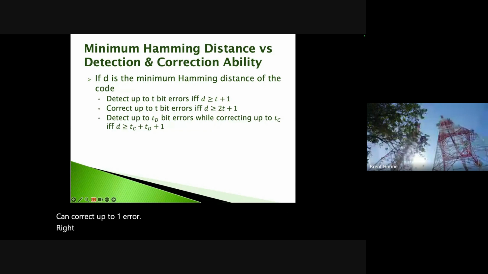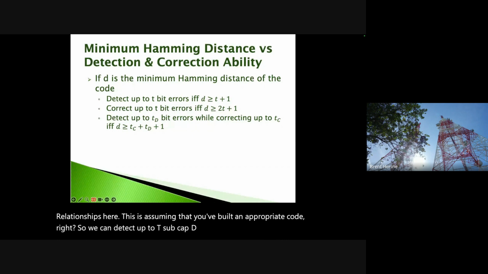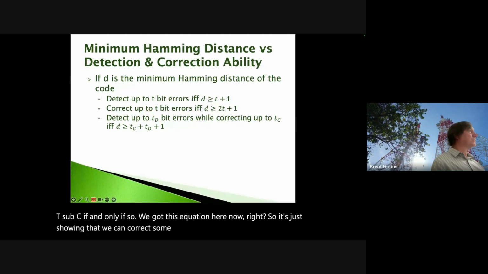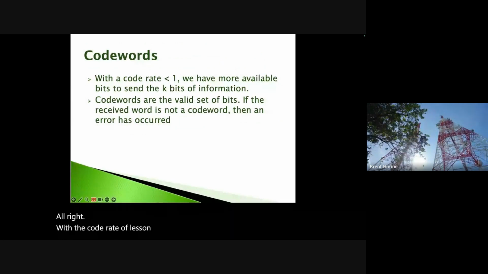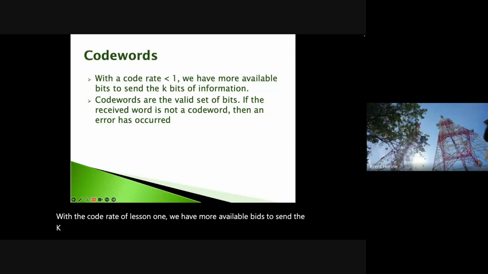Now, there are some relationships here. This is assuming that you've built an appropriate code, right? So we can detect up to T sub D bit errors while correcting up to T sub C if and only if we satisfy this equation here, right? So it's just showing that we can correct some errors and we can detect some errors, right? So, all right. With a code rate of less than 1, we have more available bits to send the k bits of information, right? So this is that redundancy.